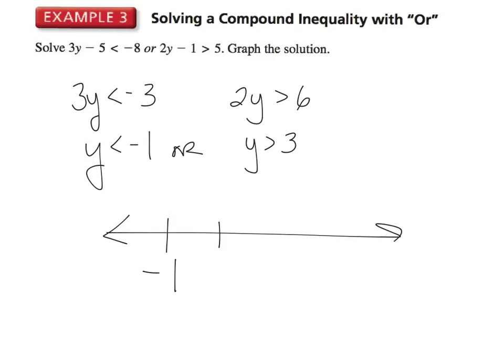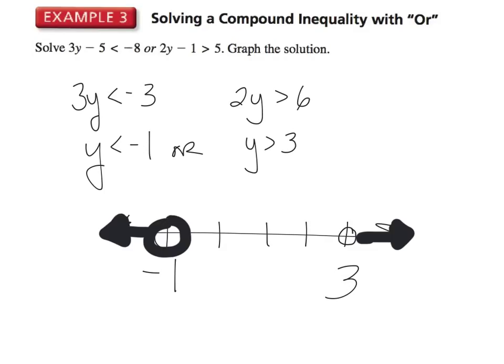-1, 0, 1, 2, 3. Open dot on -1 since it's not a solution, and less than means I shade to the left. Open dot on 3, and since it's greater than, I shade to the right. And there's my answer.